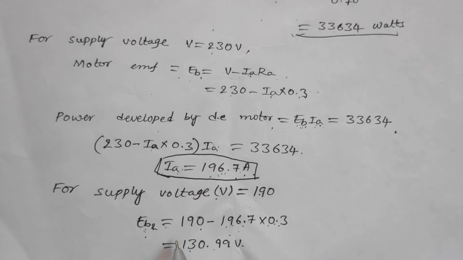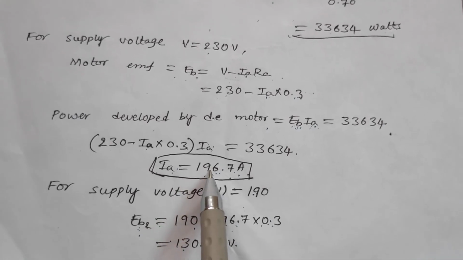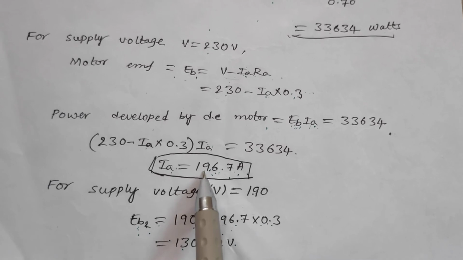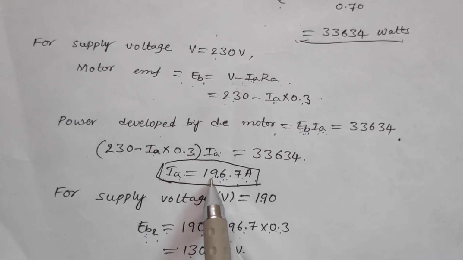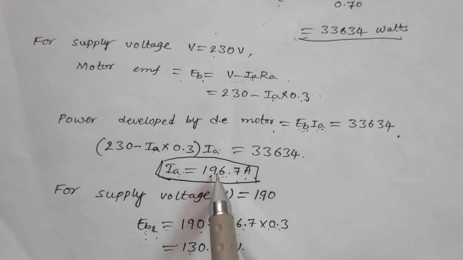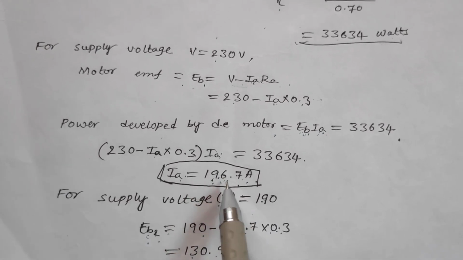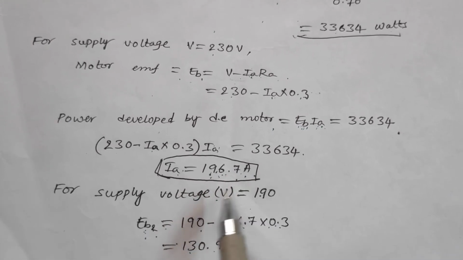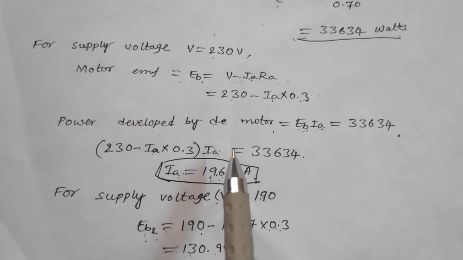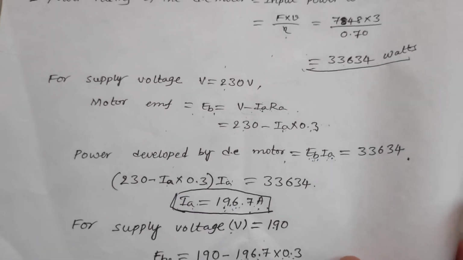Now we have EB2 and we know the IA value. EB2 into IA will give the power developed at the DC motor, and what we need to find out is the corresponding hoist speed. To calculate the hoist speed, we need the mechanical power developed with the same efficiency, using the same efficiency formula again.